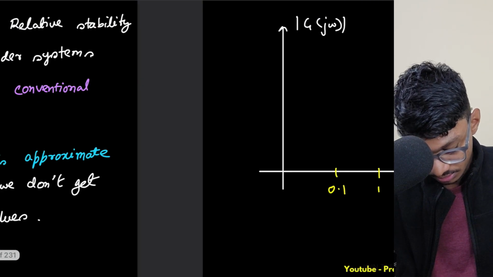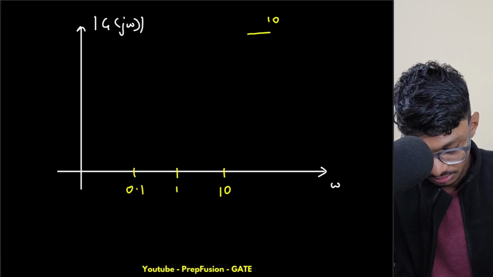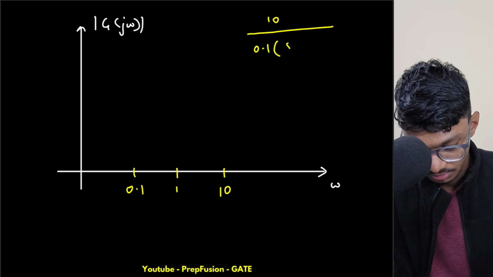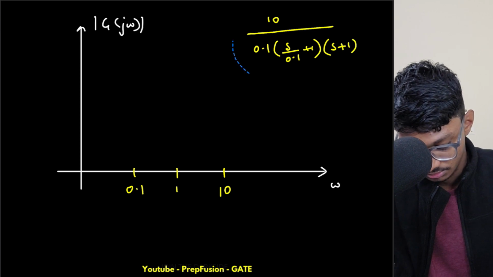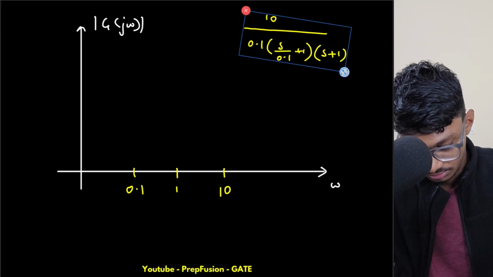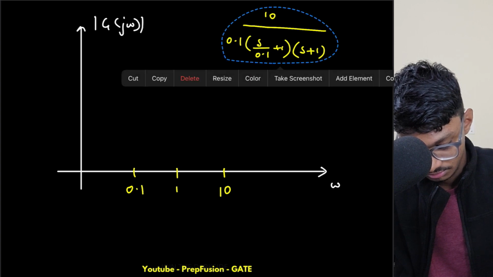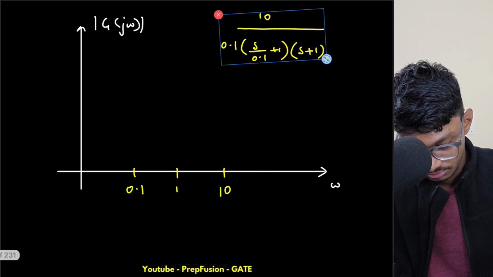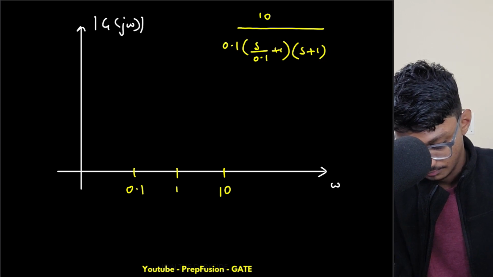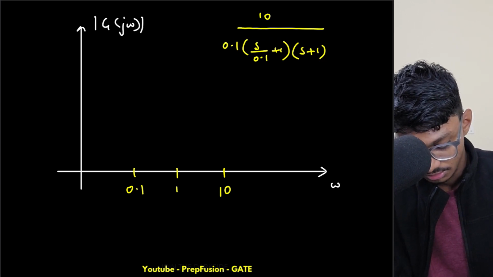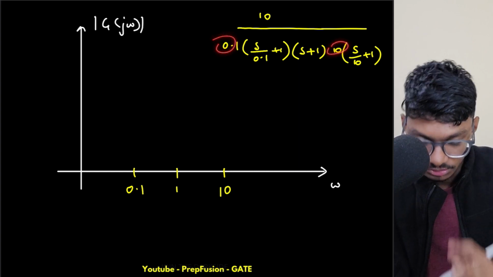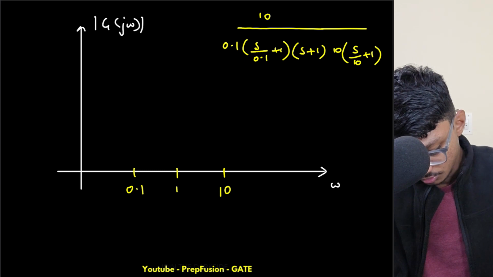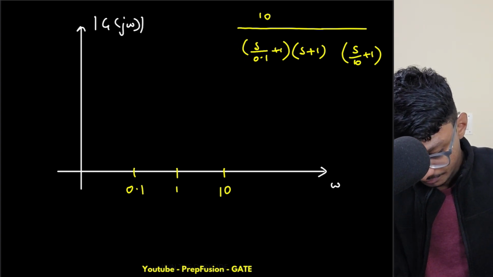This is 10. 10.1 s by 0.1 plus 1, s plus 1, and this is 10 times s by 10 plus 1. Okay, so this is 10 times 0.1, which is 1, and this is 10 again. So overall this is 10 only.